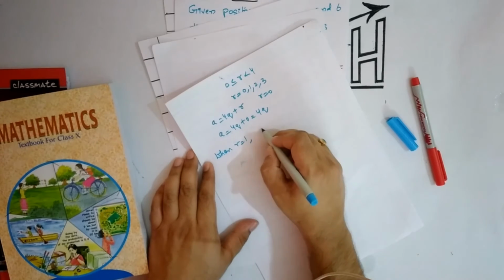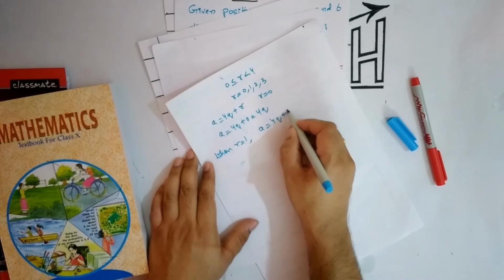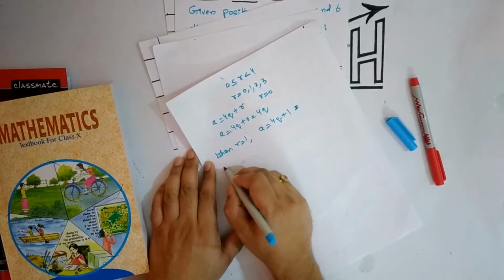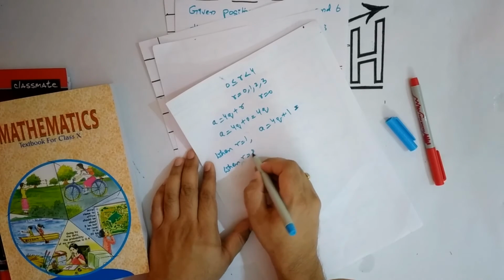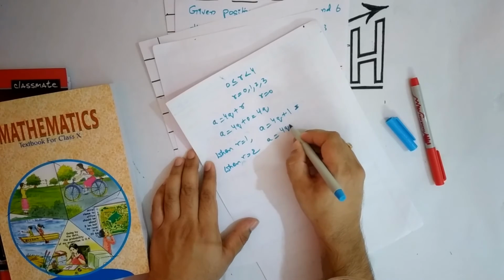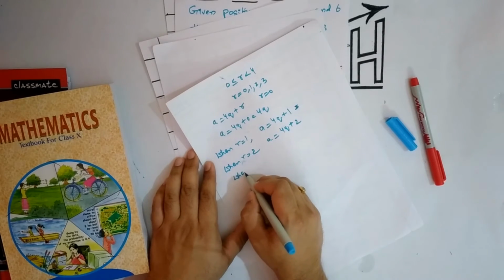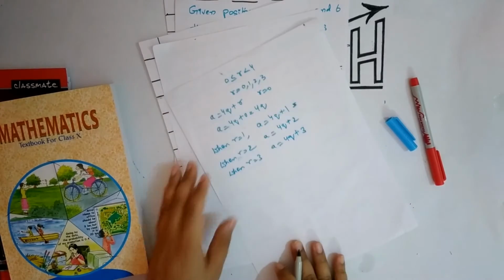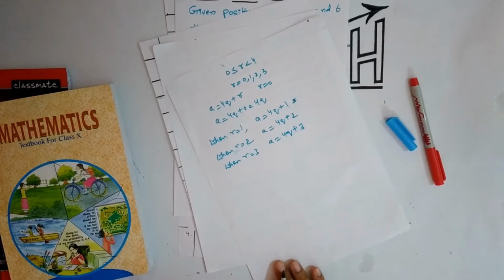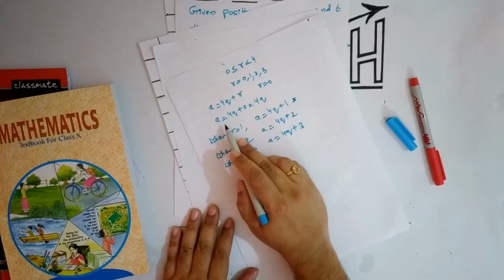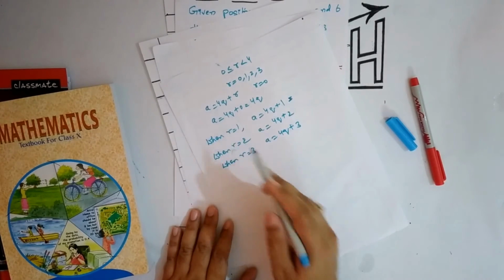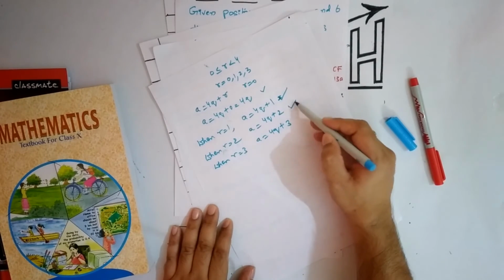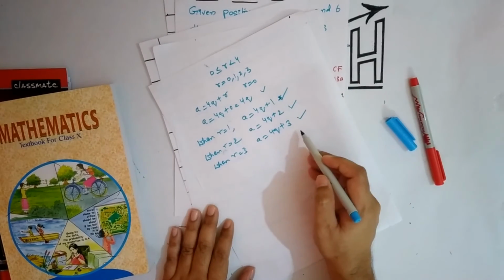When r equal to 1, a equal to 4q plus 1. When r equal to 2, a equal to 4q plus 2. When r equal to 3, a equal to 4q plus 3. This states that for any numbers a and b, the values that hold good are a equal to 4q, a equal to 4q plus 1, a equal to 4q plus 2 and a equal to 4q plus 3.